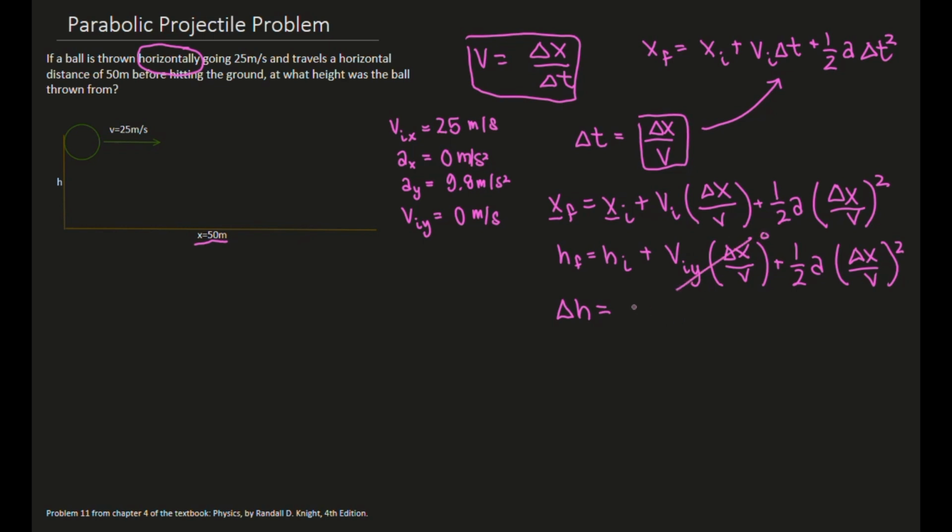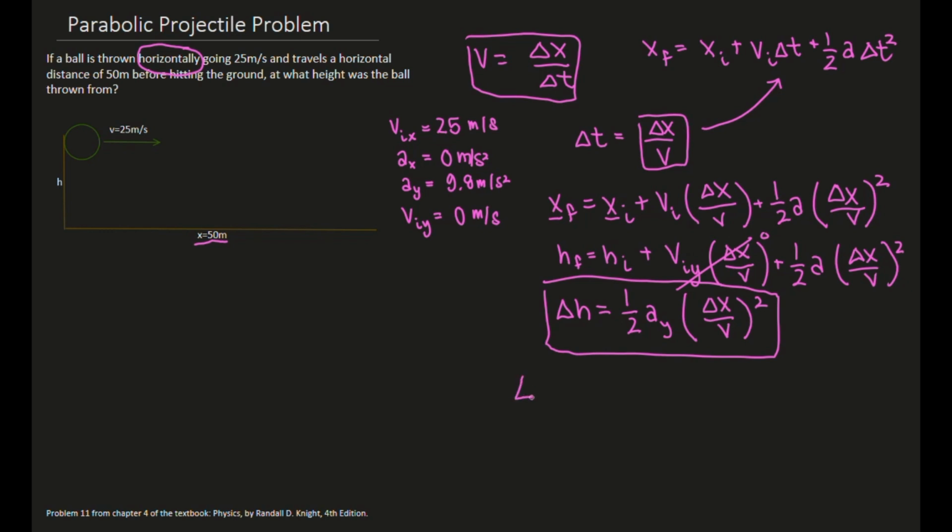I'm looking at 1/2 acceleration, which is my gravity. So this is my gravity. We'll put a subscript there because it's the acceleration in the y direction. And then delta x over v squared. Now I have my final algebraic equation, and I can plug in all my variables to solve for this.